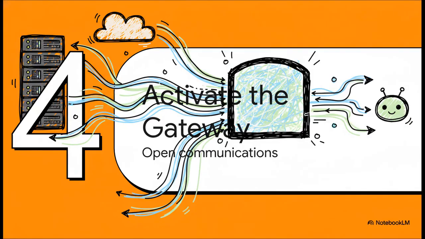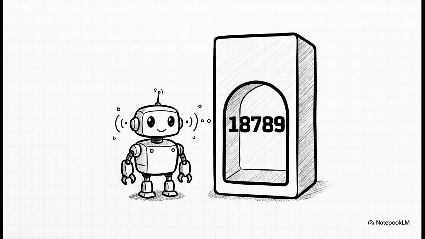Okay, moving on to Section 4, activate the gateway. The bot is installed, but right now it's just sitting there quietly. It's not listening. We need to open up its communications channels so we can talk to it. So, back on our server's command line, we run this command right here. This tells Clawdbot to start its gateway, which basically means it starts listening for connections on a specific channel, or port, in this case port 18789. The bot is now officially active and waiting for instructions.